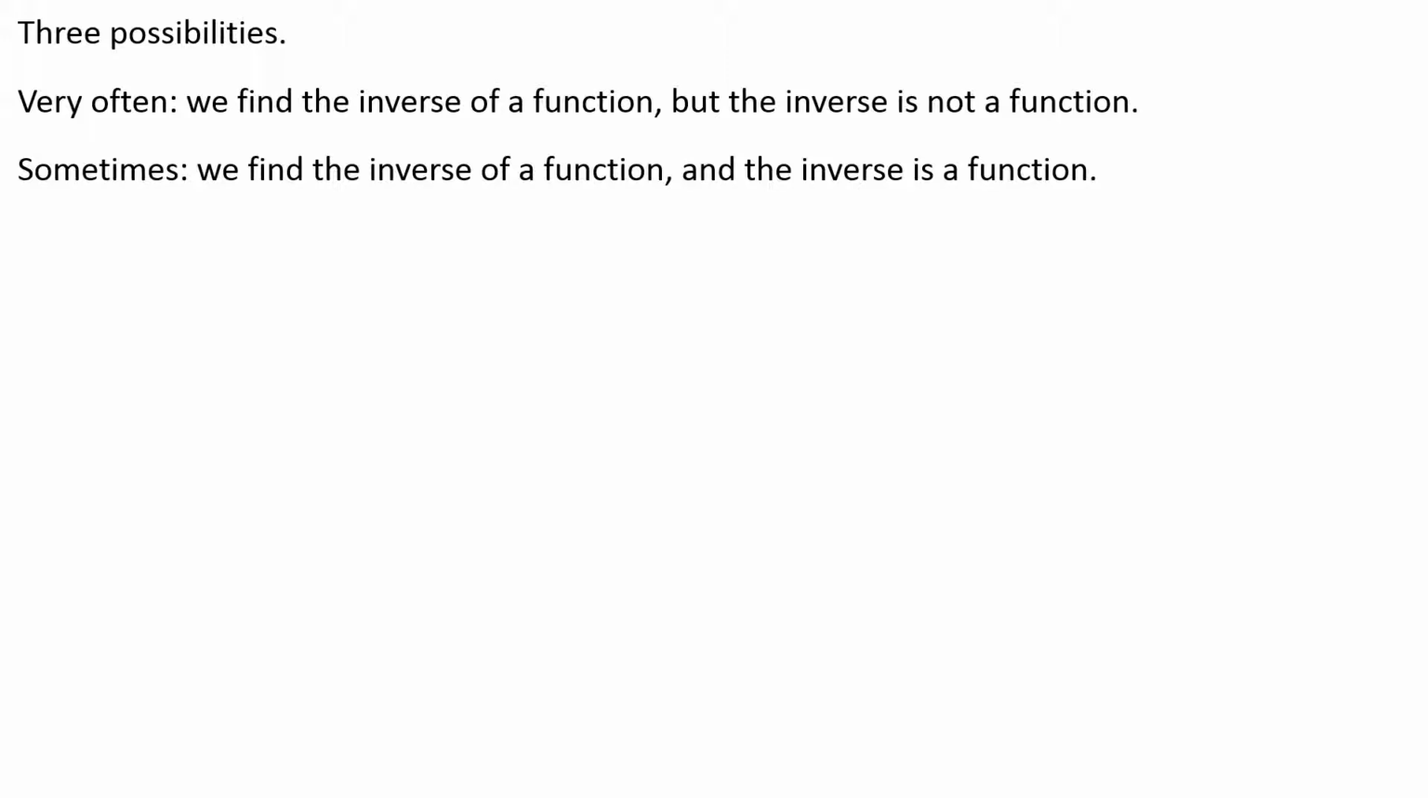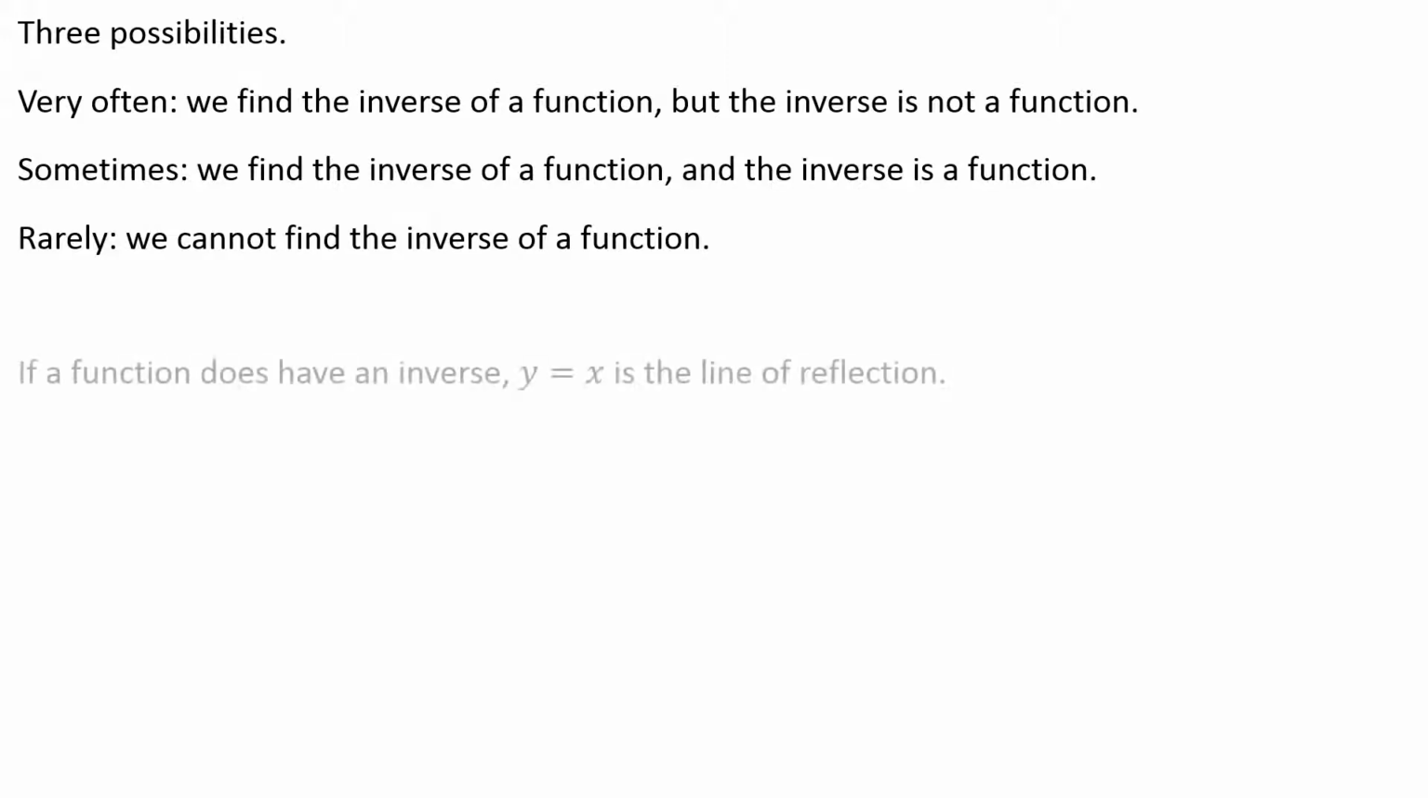So if we start with a non-horizontal, non-vertical line, we'll end up with an inverse that is not horizontal and not vertical, and so both of them will be functions. And then every so often, holy cow, something weird happens and you cannot find the inverse. Most of the time we're going to be able to find the inverse. I don't plan on stumping you or doing something wild and crazy, not in Algebra 2 at least. And indeed, if a function does have an inverse, y equals x is the line of reflection.